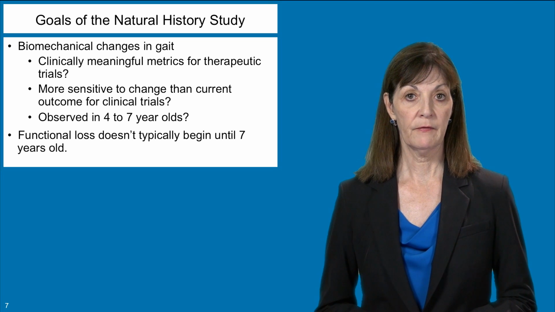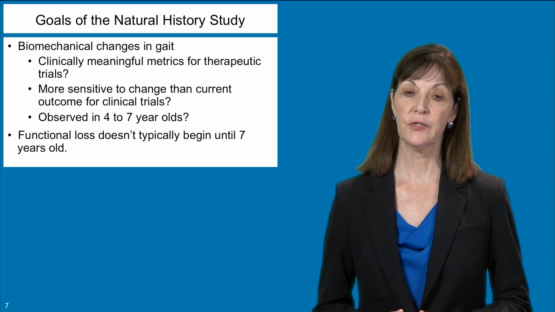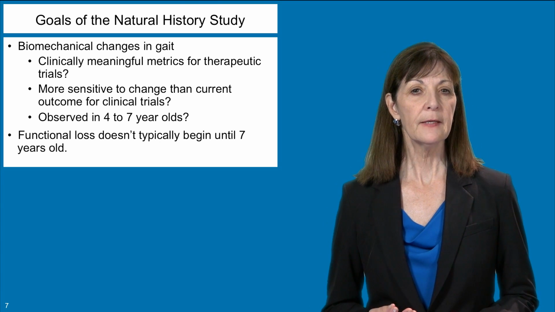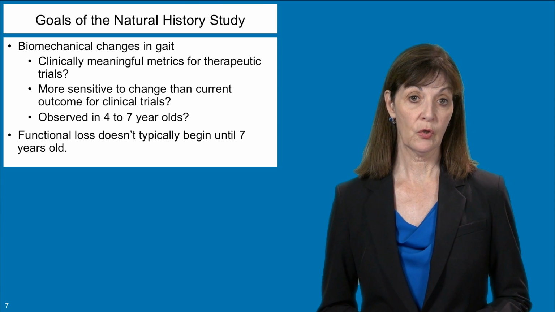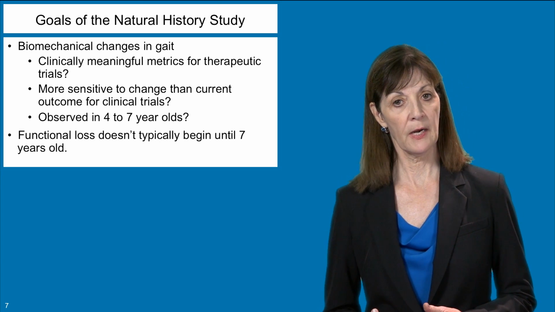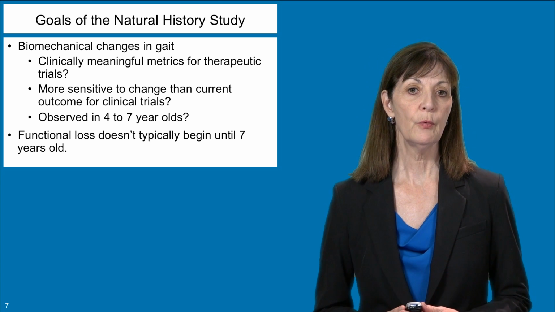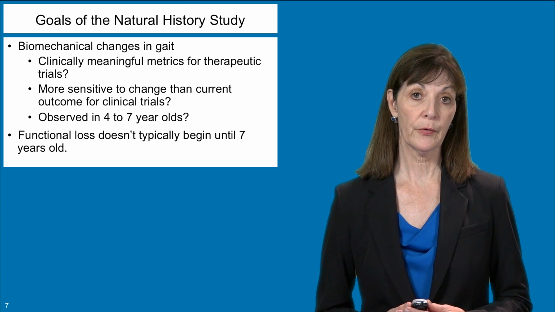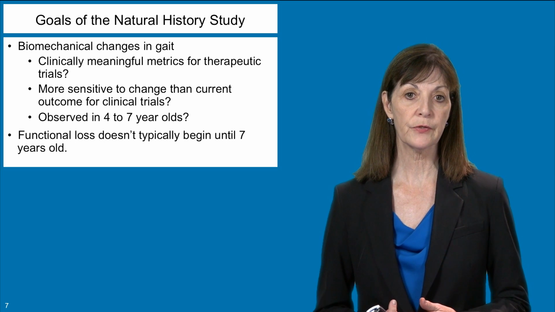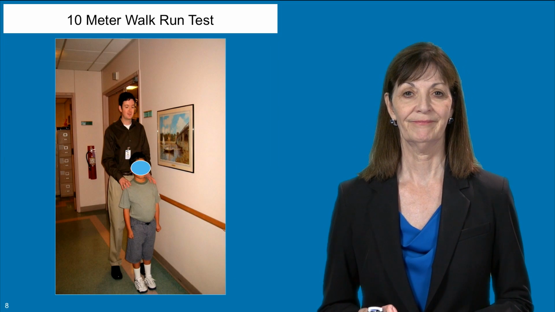But our primary goal of a natural history study, what made our study unique, is that we wanted to look at biomechanical changes in gait. We wanted to know, were biomechanics clinically meaningful metrics for therapeutic trials? And were they more sensitive to change than current outcome measures, which, as I told you, were fairly simple? And we also wanted to know, could we observe a change in 4 to 7-year-olds? Because they're often improving in function using these other more simple outcome measures. And functional loss doesn't typically begin until around 7 or 8 years of age.